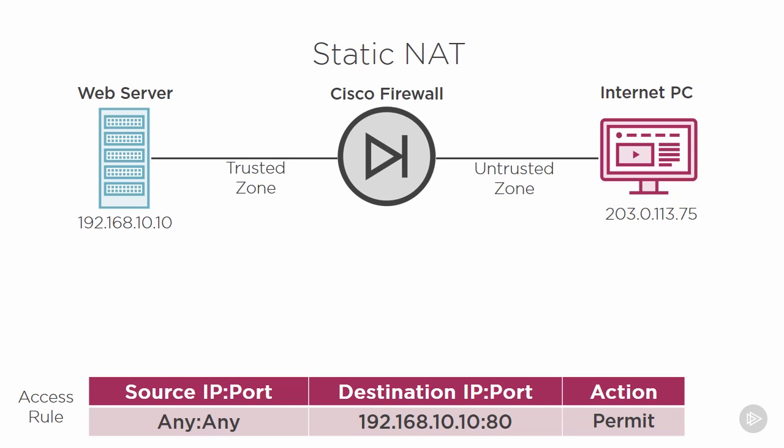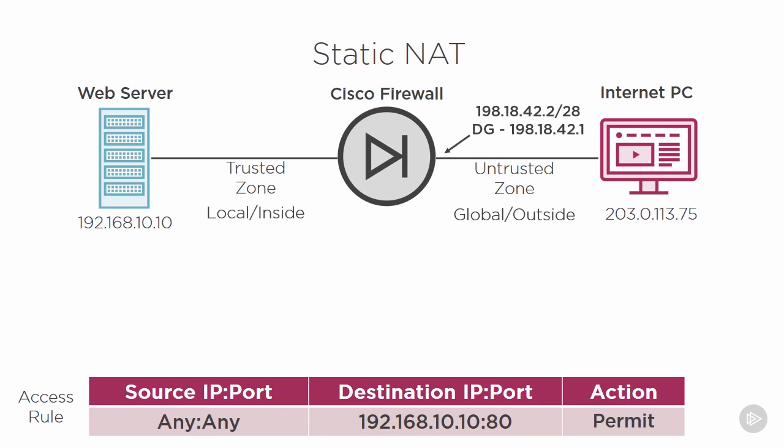an assumption that the internet PC could route to 192.168.10.10. The reality is that that PC cannot route to that network, so we need to set up a static translation so that the internet PC has a global address to reach our web server on the local network. So we'll establish our local inside network as the side that the web server is on, and our global outside network as the side that the internet PC is on.